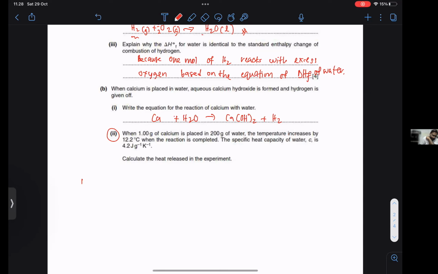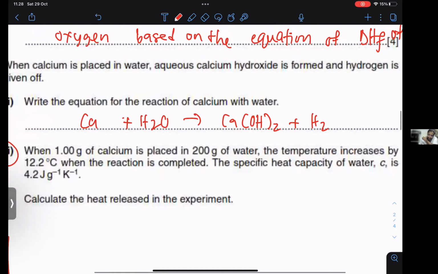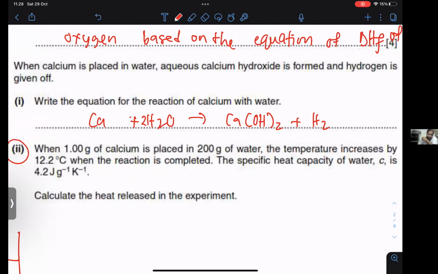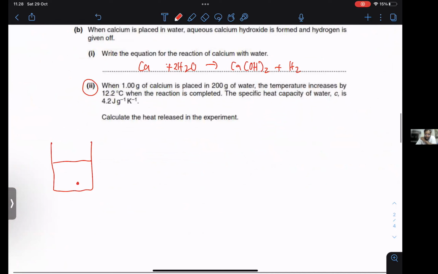Now, let's say you have water, then you put 1 gram of calcium, and the temperature increases. For a particular reaction, in this case calcium is reacting with water. I haven't balanced the equation yet. So for hydrogen and oxygen, there's two. Now it's balanced. Calcium is reacting with 2 moles of water to give you calcium hydroxide and hydrogen. And in this reaction, you can see the temperature is increasing.